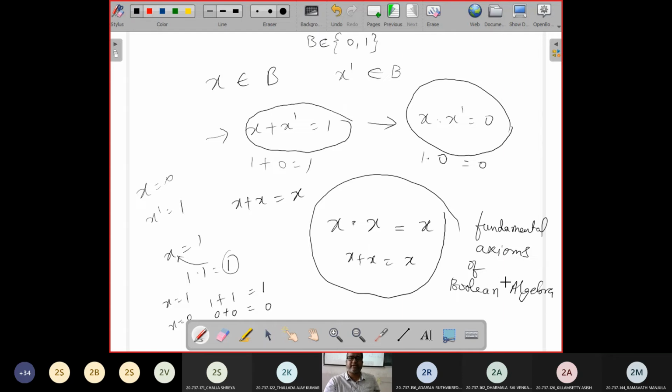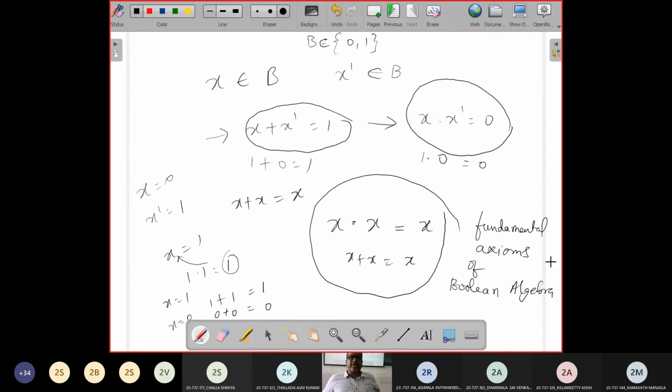In mathematics theory, what do you mean by axiom? Axioms are statements which we are assuming without any proof. But here we are able to prove it by taking certain values. But these are statements which are assumed without any proofs. So these are the basic fundamental axioms based on which this concept of Boolean algebra has been developed.